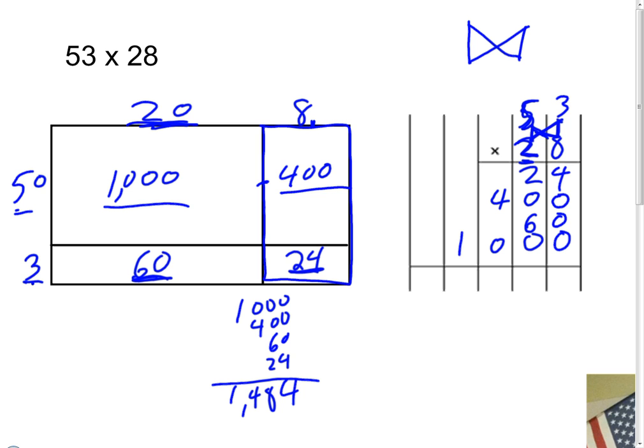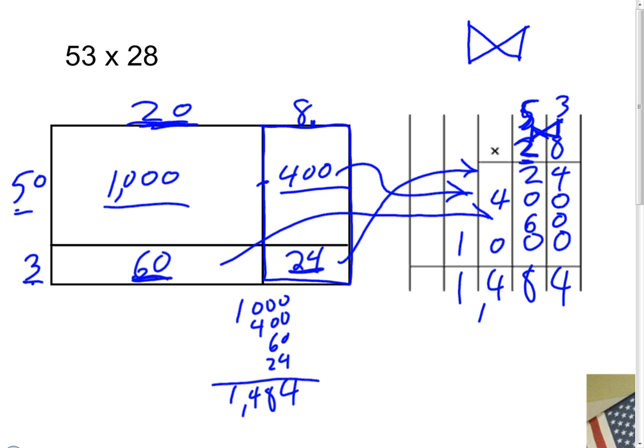All right. So now we need to add it up. We add straight down: 4, 2 and 6, 8, 4, 1, and we get the same number, 1,484. Notice this. This 24, that's right there. This 400 is right there. This 60 is right there, and this 1,000 is right there. So we are doing exactly the same thing when we do the area method as when we do partial products. You see those same numbers. All we're doing is doing it without the model.